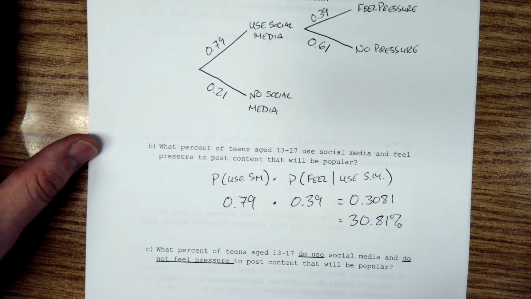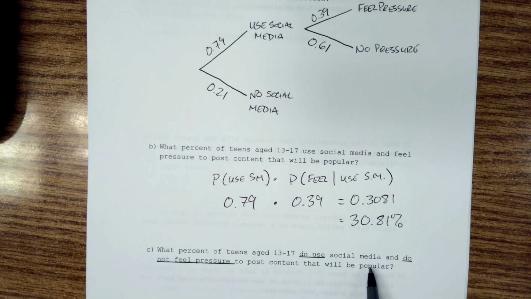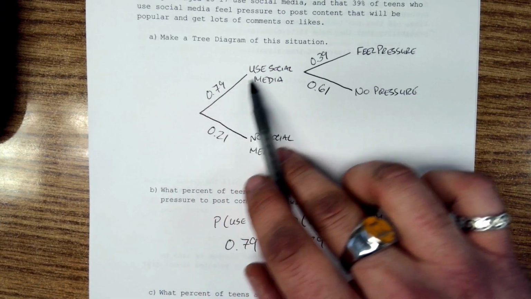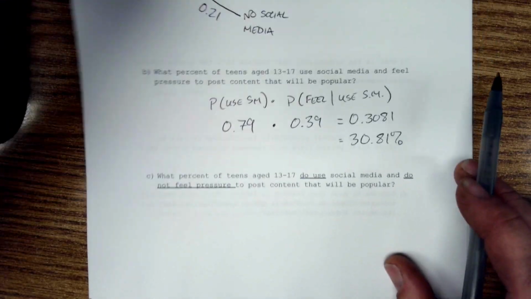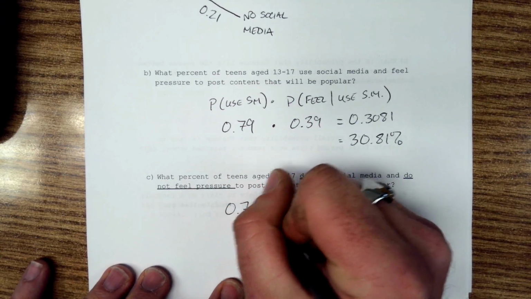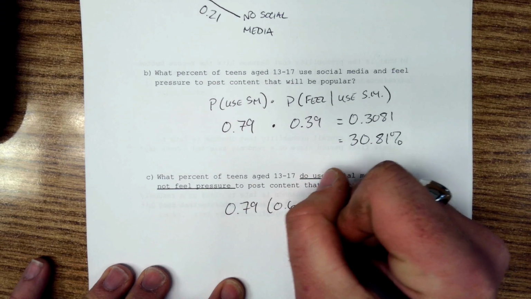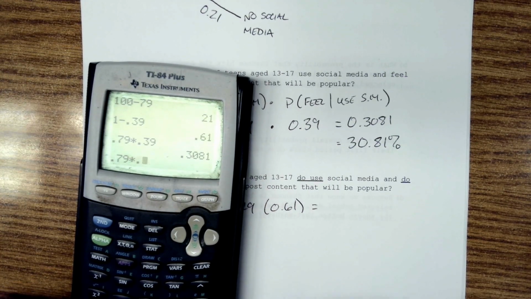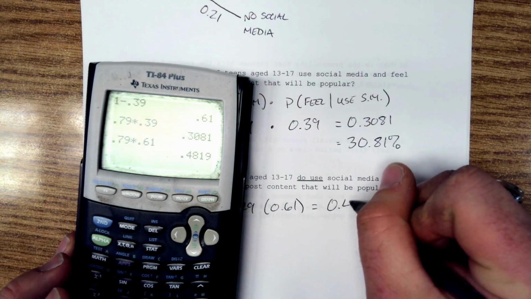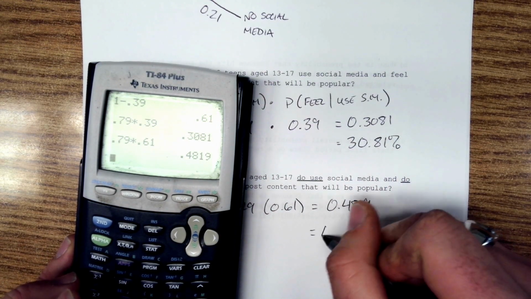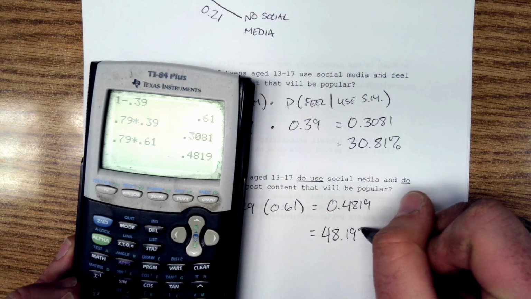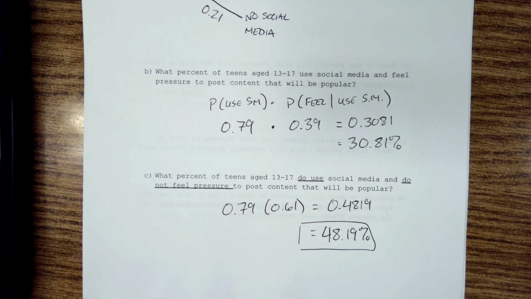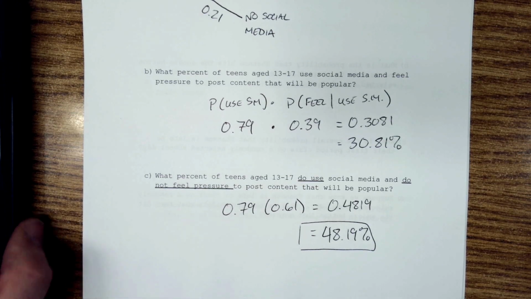And what percent of teens do use social media but don't feel the pressure? So now we're going down the other branch, going the 79, then the 61. So that would be 0.79 times 0.61 is 0.4819, or 48.19% of all teenagers age 13 to 17 will use social media but not really feel any pressure to post.